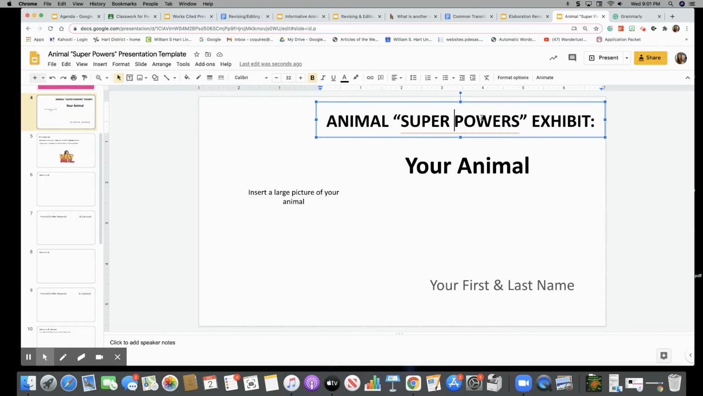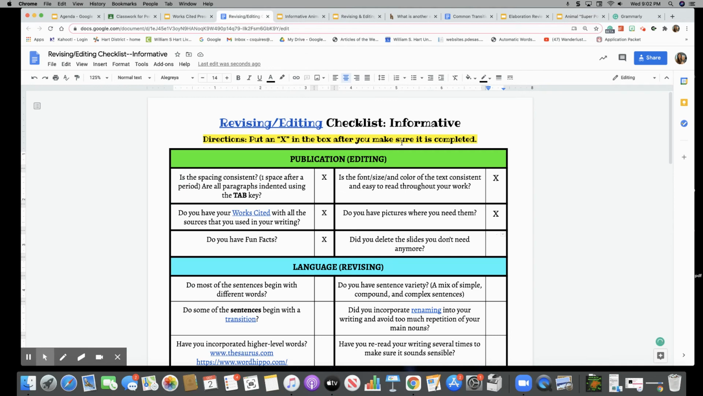I also made a mistake, you guys, and I made superpowers 1 word. That was my mistake. So you just need to make a space there. It will underline in red. Don't worry about it. It's fine. But it does need to be 2 words. So you can fix that for me before turning it in. So that is done.